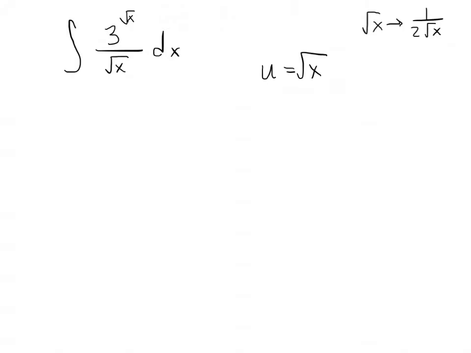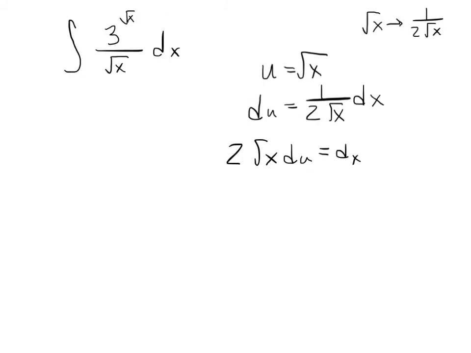And by the way, if you're feeling somewhat comfortable, I'd recommend pausing the video and trying this one. I feel like it's a problem we've done before. It's a problem you guys have had success with before. You might want to try it on your own now that it's 3 to the power. So my du is 1 over 2 root x dx. Then I'll multiply this 2 root x over. That'll give me 2 root x du equals dx.